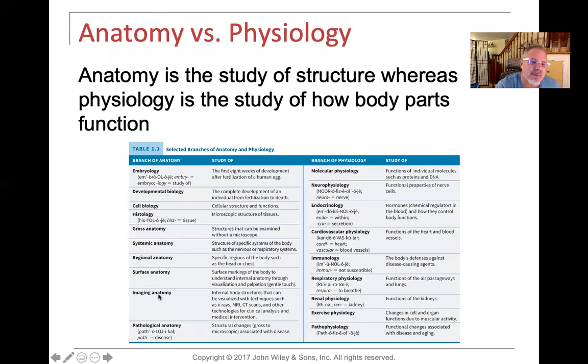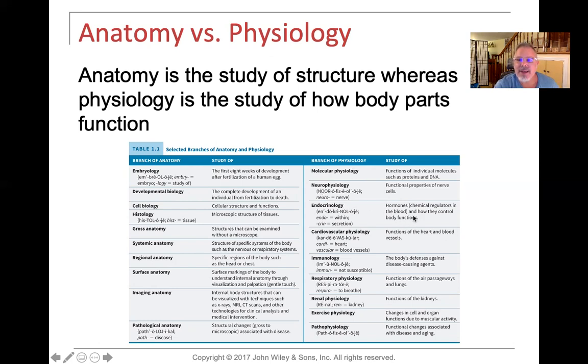And when you look at some of these terms, it gives you different branches of anatomy. So if we're studying the first 8 weeks of development after fertilization, we call it embryology. When we're looking at cell structure and function, cellular biology. When we're looking at structures that can be examined with the naked eye without the use of a microscope, that's gross anatomy. Okay. When we're looking at it from a functional standpoint, the functional property of nerve cells is neurophysiology.